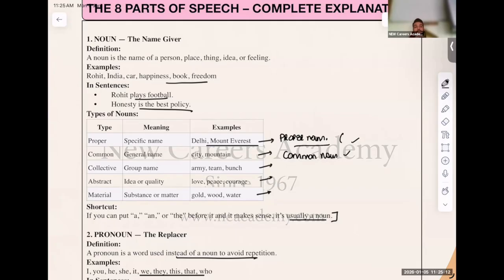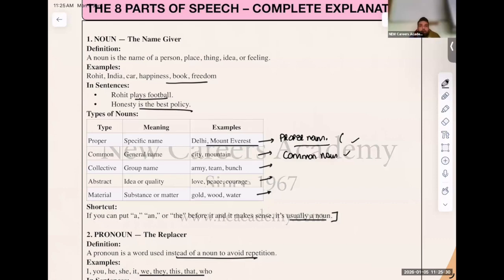The next one that we have is material. What is a material noun? Pen, pencil. Good job. That is what we say material, something that is just as the name suggests. So these are the 5 basic types of nouns that we have. First, again I'm repeating, proper. What is proper? Ram, Sham. Just give me an example.